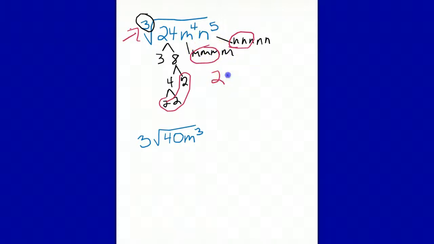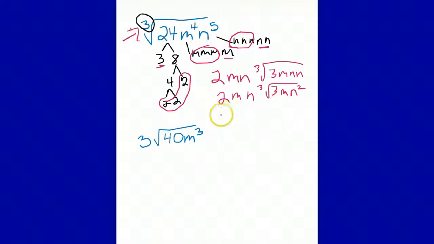We're going to write down the m's because that's what we took out of the m's, and n's as in Nancy. We're taking that out, and then we're going to write cube root of, and we're going to now collect all the things that are not circled. So that would be this 3, this m, and these two n's. So 3 m n n. All right, so my final answer is 2mn cube root of 3mn squared. And that's it. That's your answer.